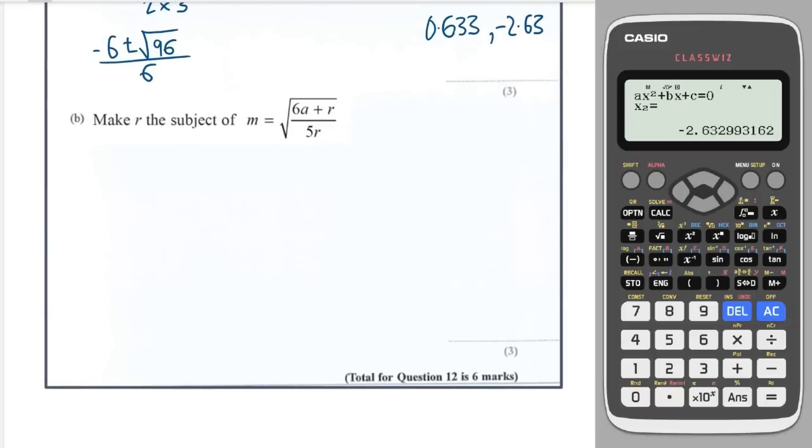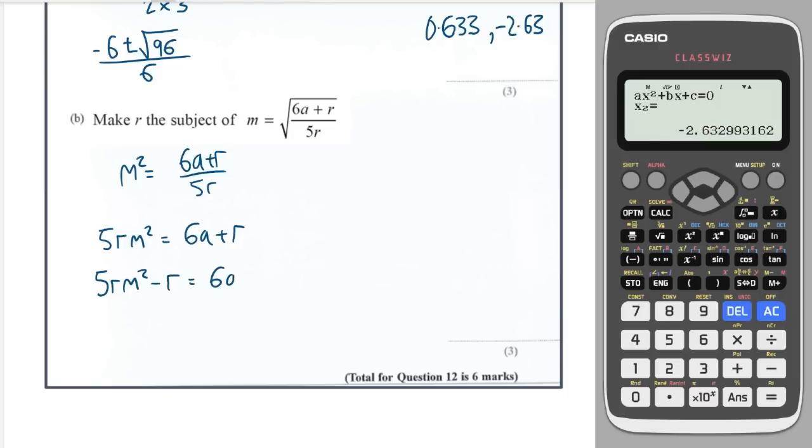Okay, rearranging. The whole right side has been square rooted, so we're going to reverse that process by squaring both sides. Like so. I'm then going to multiply by the denominator to get 5rm squared is equal to 6a plus r. I then need to make r the subject, so I've got to bring all the r's to one side, and all the terms without an r need to go onto the other side.